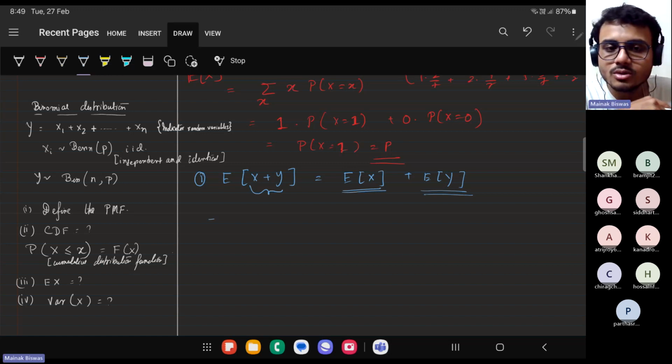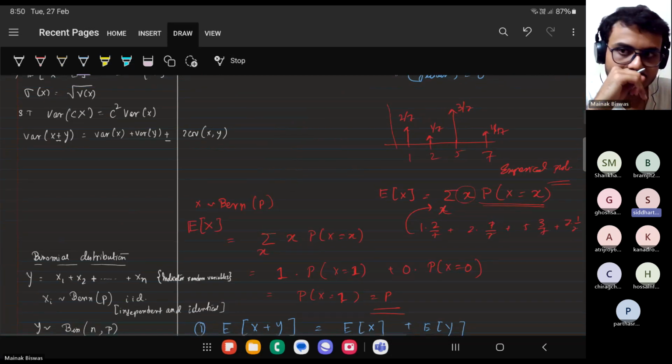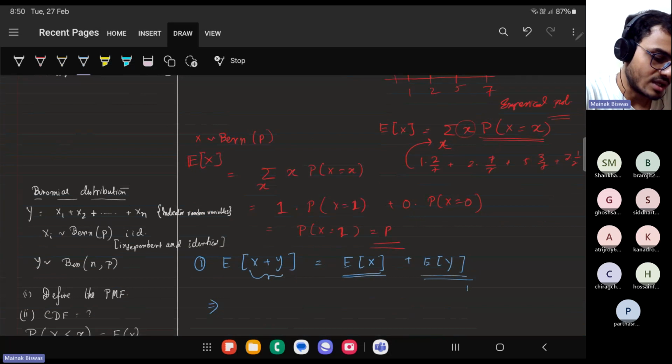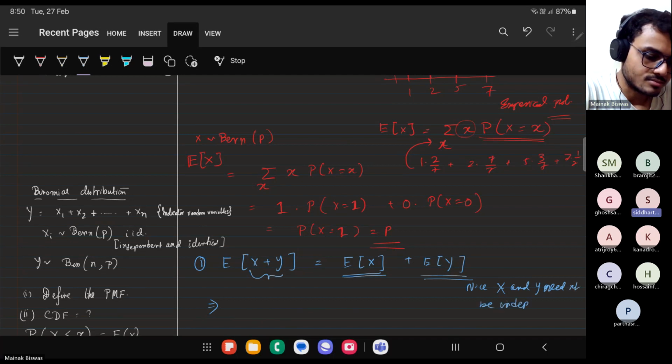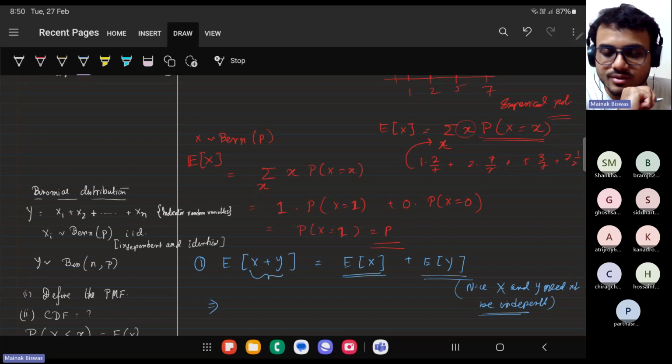So why is this true? I'll give you a question, Moinak. When we say X and Y are random variables, I assume they are independent? That's the nice thing about it: X and Y need not be independent. There is no independence over here. It's general. I'll show you where independence will come in, but here it's not needed.